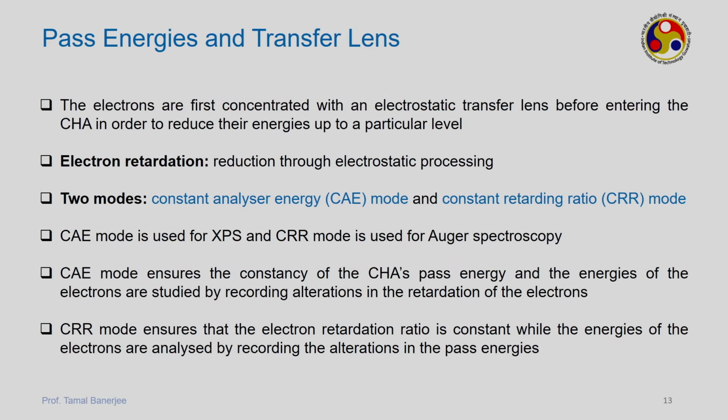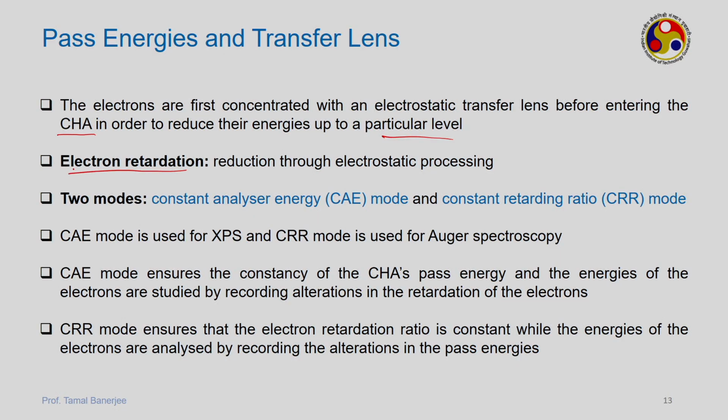So, we should define what is pass energy. The electrons are first concentrated with an electrostatic transfer lens before entering the analyzer in order to reduce the energies to a particular level, because if they come and just hit the analyzer at a very fast speed, they will be at a pretty high energy. So, it needs to be reduced. This is called electron retardation. So, you reduce the speed of these electrons.